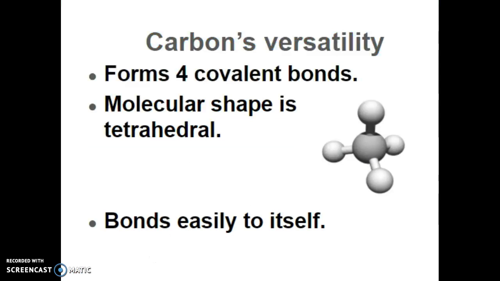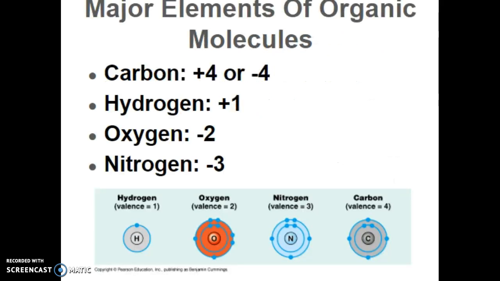So carbon forms 4 covalent bonds just because of the number of valence electrons. It's tetrahedral, so it's going to be cross-shaped, kind of. It bonds really easily to itself because it's going to share covalent bonds, it's going to share electrons, it's going to stabilize itself. So major elements of organic molecules, of course, carbon, hydrogen, oxygen, nitrogen.